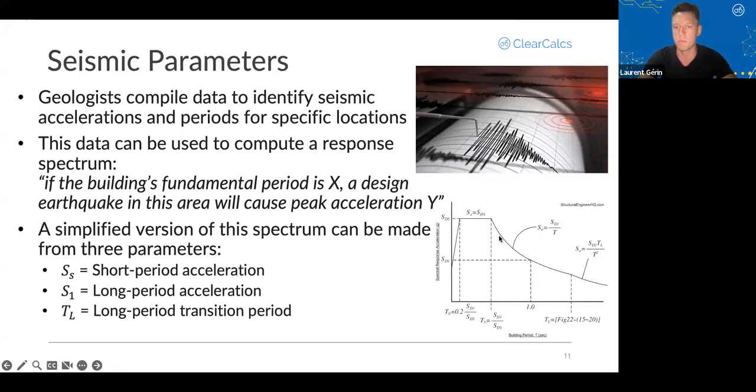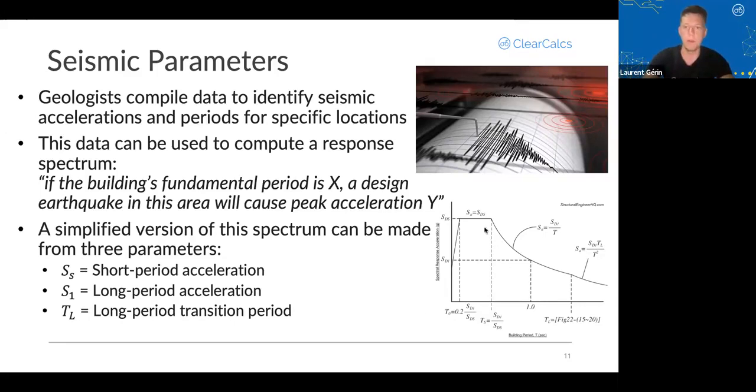And this gets super valuable for us because we can make it quite simple, actually. Big thing here in the ASCE 7 code, at the simplest form, we can get this down to three parameters. So the short period acceleration, that's the SA over here at the top, the flat part. That's basically saying your building is just going to come along for the ride with the ground. This is typically for a very short building.